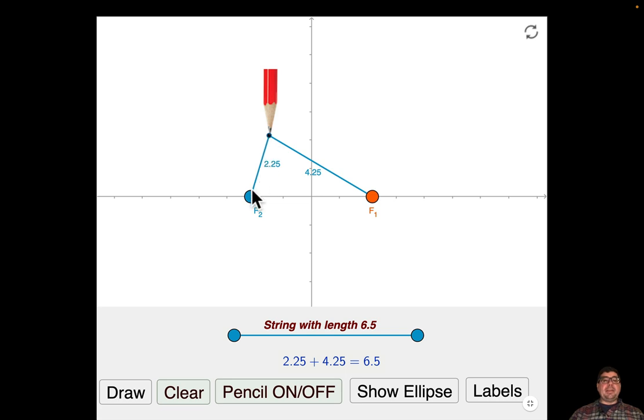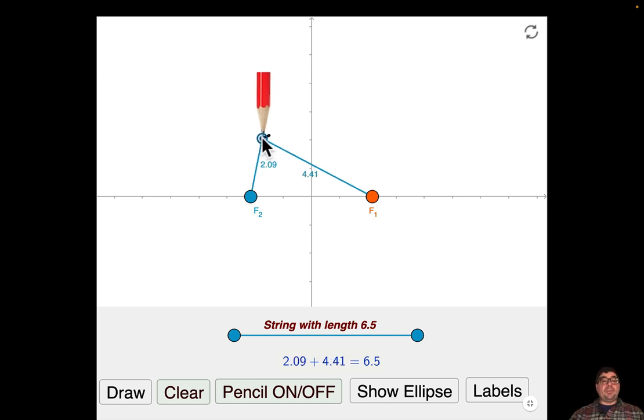If you were to tie this string to, let's say, these two tacks or focal points, the string's length would be fixed. So this radius, this part of the string, plus this part of the string here is constant. The string is never changing, right? And the location at which you put the pencil breaks that string into two radii. Put them together, you're always going to get the same string.